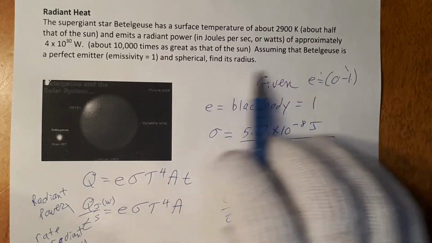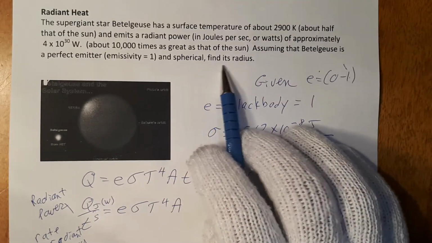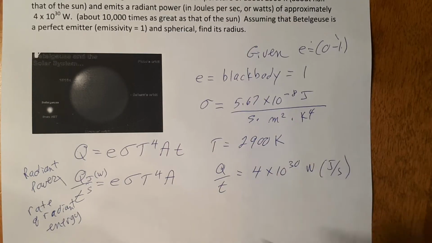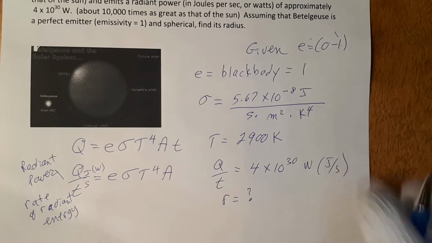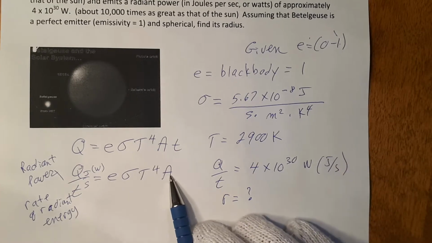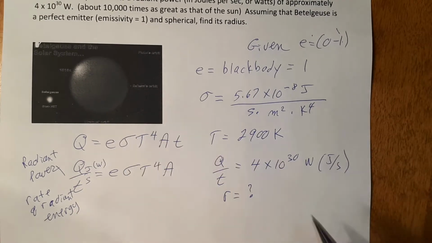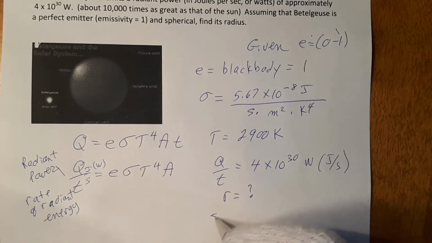And assuming that Betelgeuse is spherical, we need to find its radius. Now we'll write down what we need to find. Radius, we don't know. And the surface area of a sphere, that's what this represents, surface area.